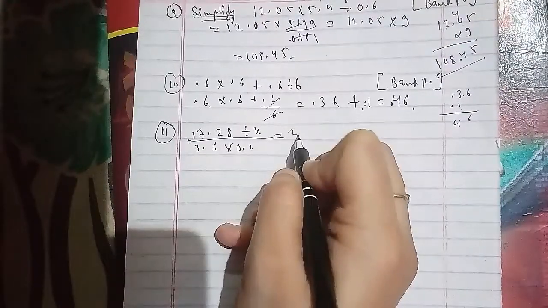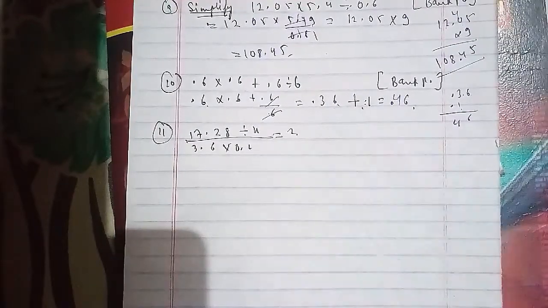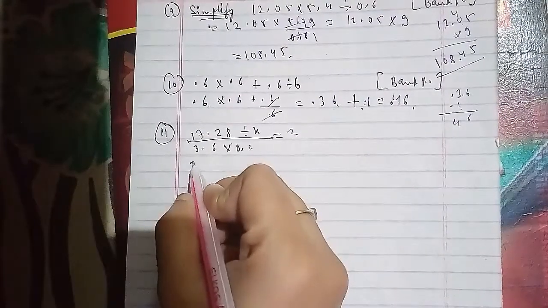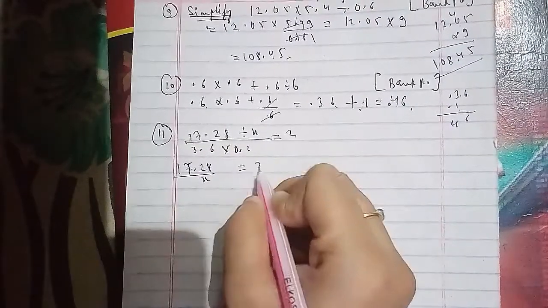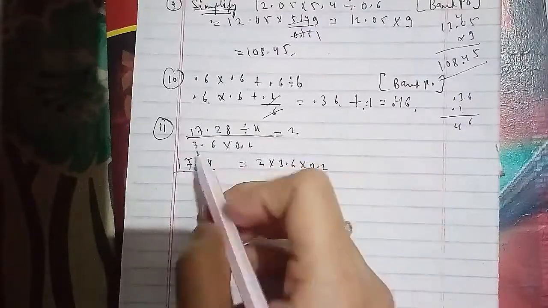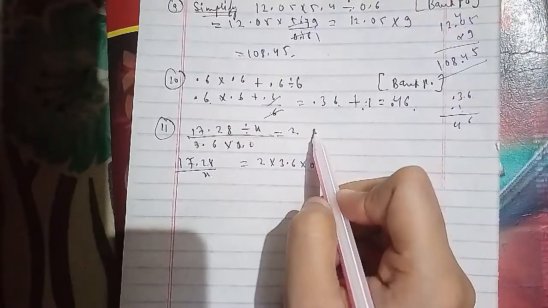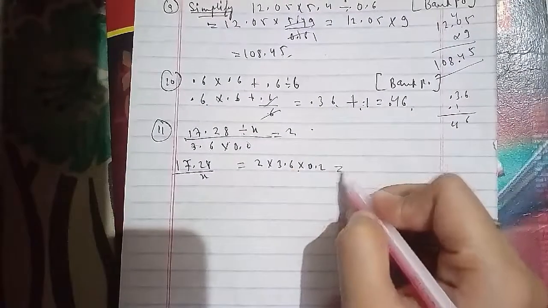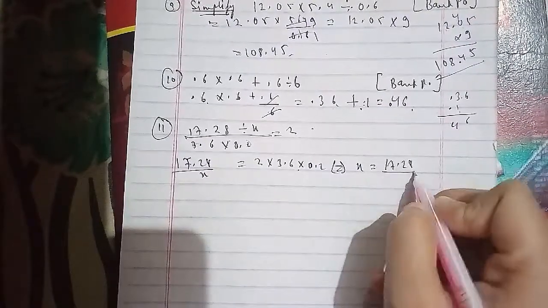That we have to solve it out. And this is your question 11. As I told you, let's go ahead with the solution for this as well, which is as follows. It is 17.28 upon x equals 2 into 3.6 into 0.2. The denominator we will move to the right-hand side to multiply, so after that what we'll get is x equals 17.28 upon 1.44.